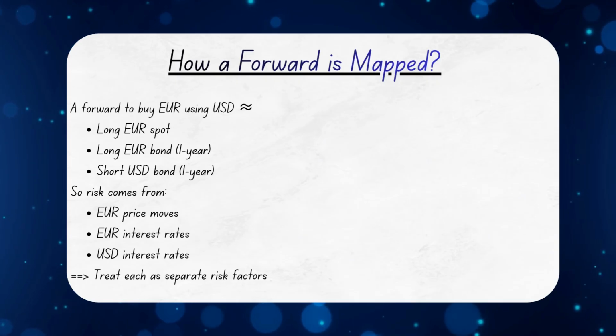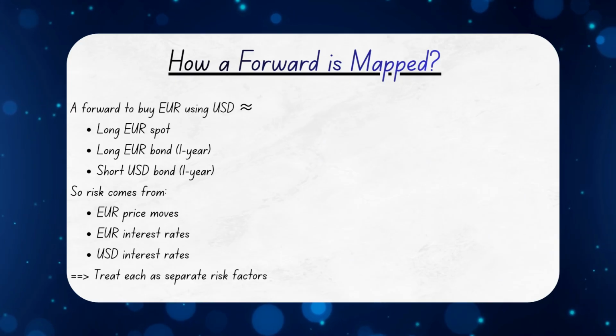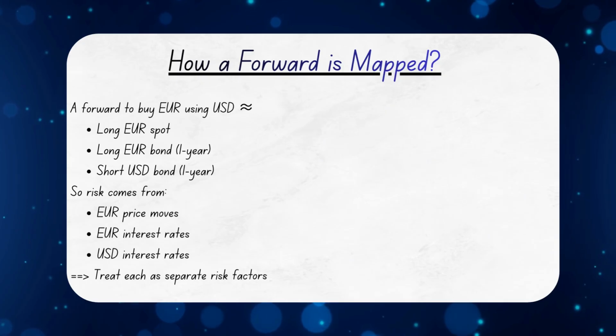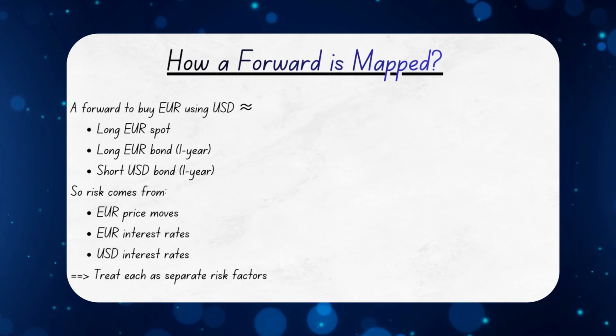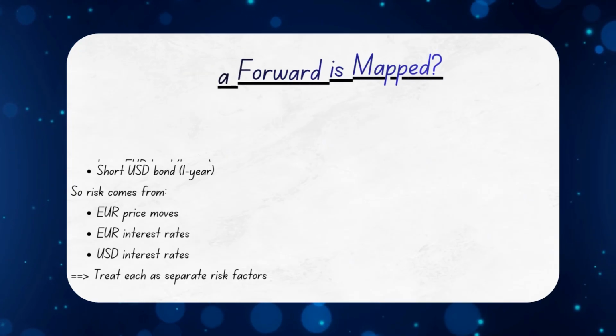This means risk comes from only three sources. First, the EUR/USD exchange rate can move. Second, euro interest rates can change. Third, US interest rates can change. And that's the key idea. Treat each of these as separate risk factors. Once mapped like this, VaR becomes simple math.